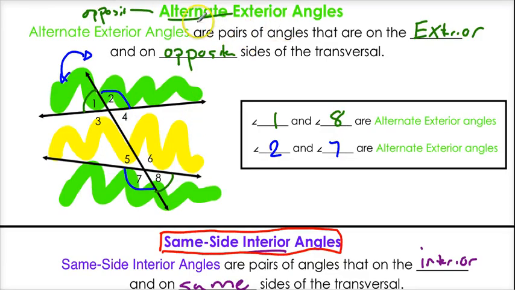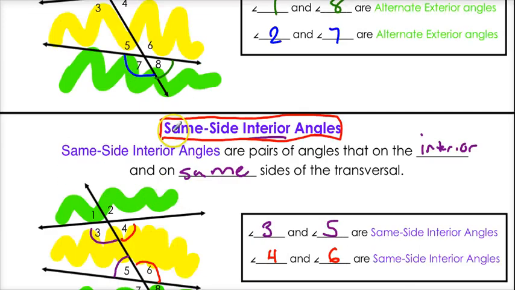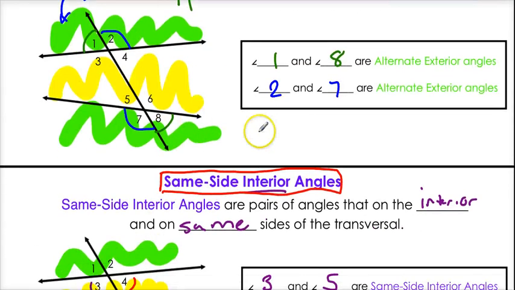Kind of like back here. Alternate exterior. They're on opposite sides and they're on the outside. So 1 and 8 are on the outside and opposite sides. It's all in the name.